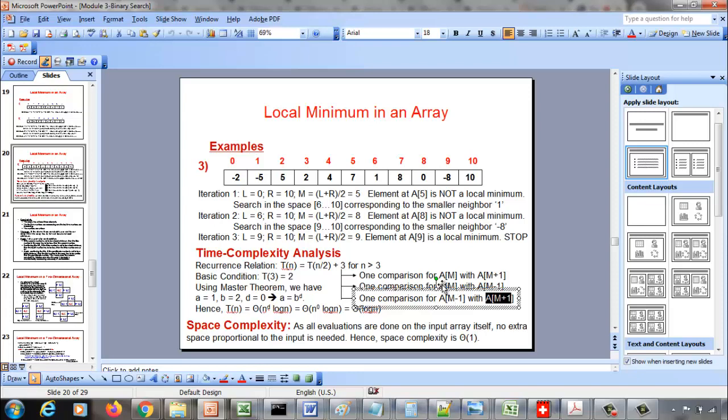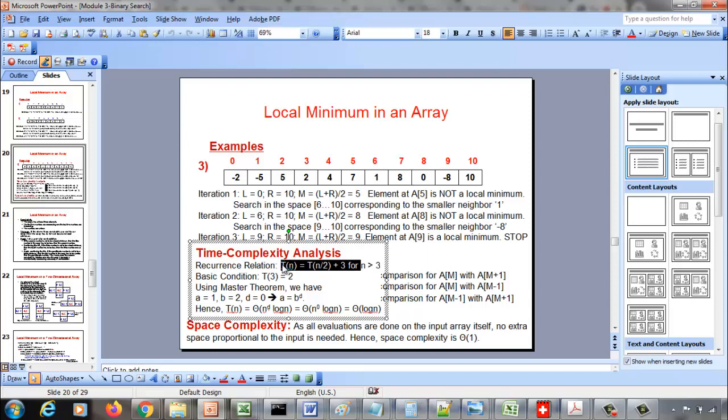So if n is equal to 3, we just need to do 2 comparisons. You have 3 elements, just pick the middle element and compare it with its left and right elements and decide whether that's a local minimum. So we just need to do 2 comparisons if we have an array of size 3. For an array of size greater than 3, this is the recursion we need to solve.